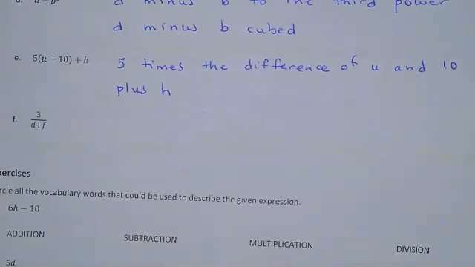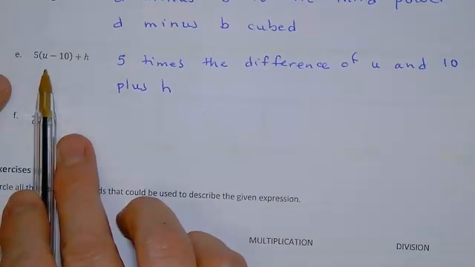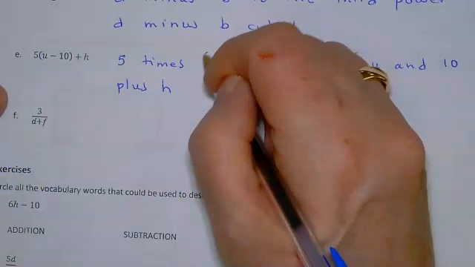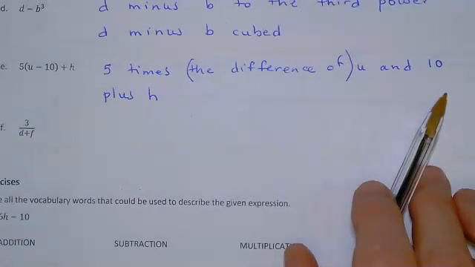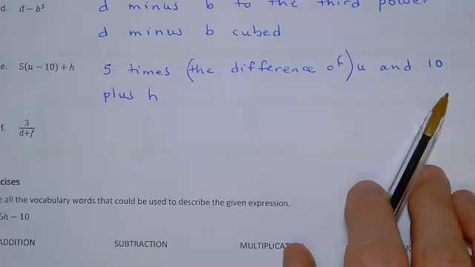So whenever you see parentheses, something special has to happen, right? Because it's not 5 minus U, it's 5 minus all of that. So you throw those words in like the difference of to tell that you're doing it times everything in the parentheses. Does that make sense? No? Okay, we'll practice a few more. No worries.